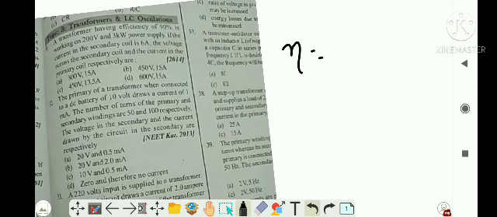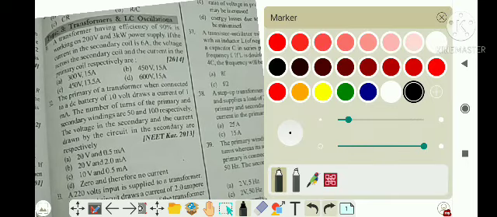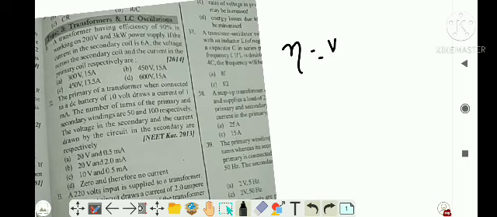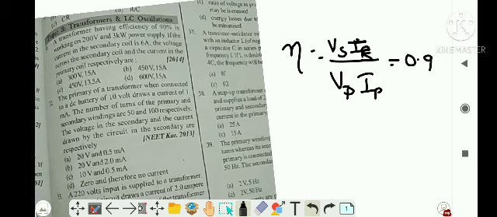It is output by input. So output power is, okay, sorry, it is the secondary section, right? Voltage into current in secondary divided by voltage in primary into current in primary, right? So that is efficiency. So how much is it? 90 percent means it is 0.9. So I will write 0.9 is equal to Vs into what is the secondary current.